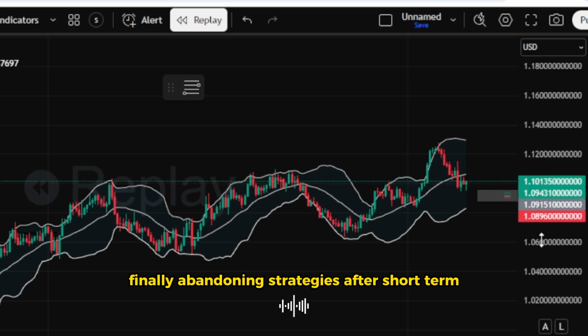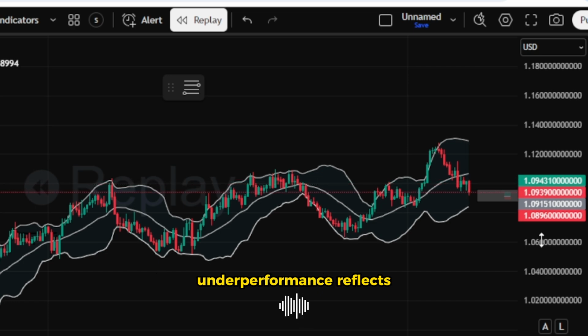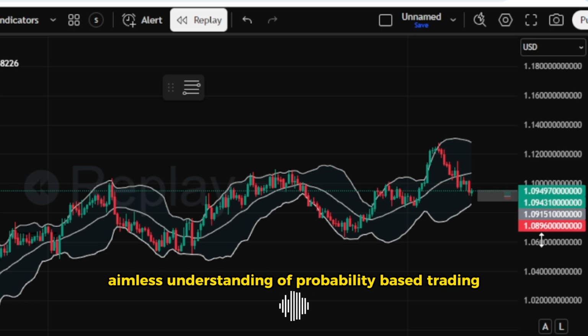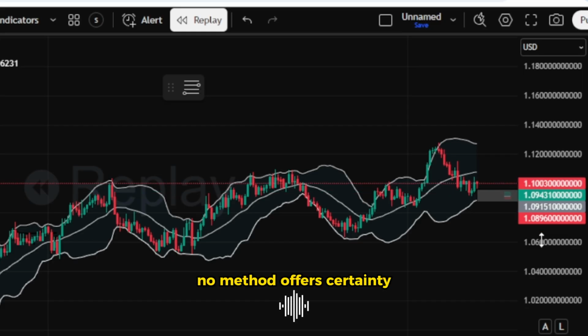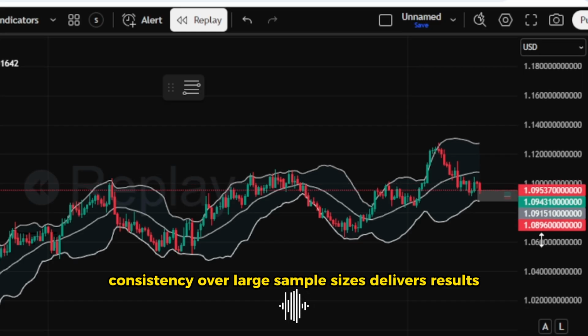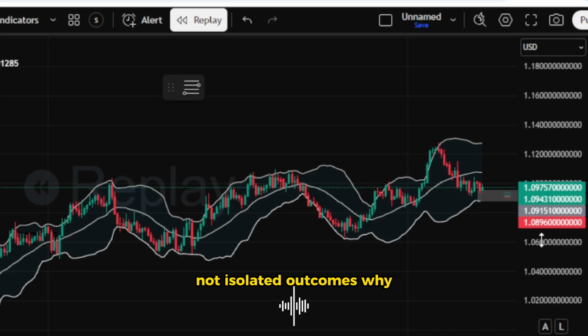Finally, abandoning strategies after short-term underperformance reflects a misunderstanding of probability-based trading. No method offers certainty. Consistency over large sample sizes delivers results, not isolated outcomes.